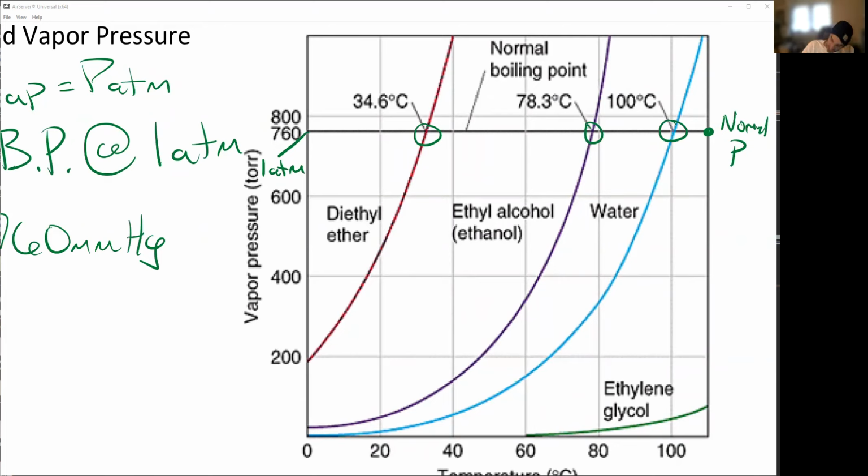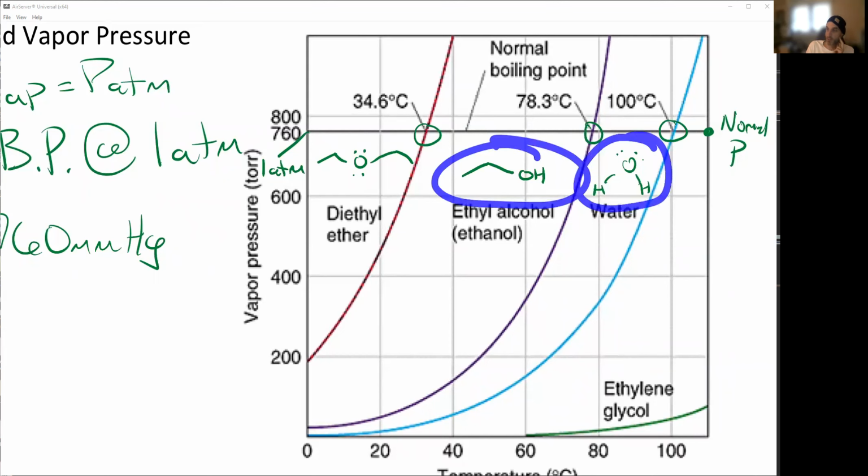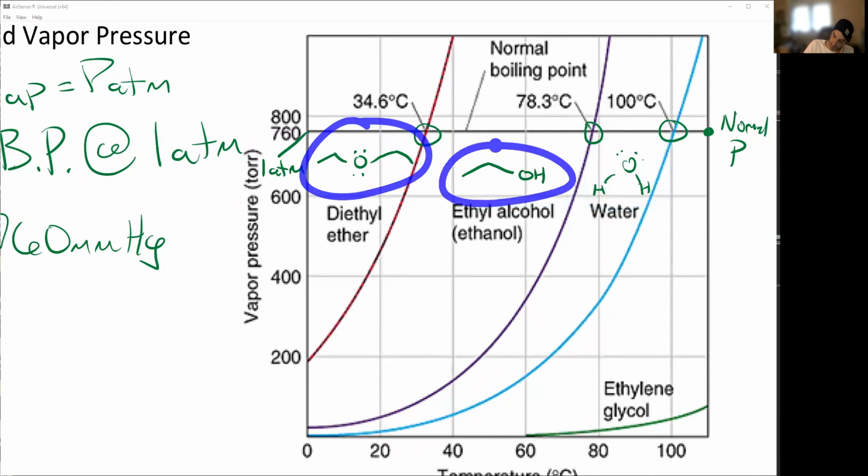Well, diethyl ether looks like this. Ethyl alcohol looks like that. Water looks like this. Maybe I should figure out which one is the strongest. This one has London dispersion forces and dipole-dipole. This one has hydrogen bonding. This one has even more hydrogen bonding. So we expect this, then this to boil, and that is in fact what we see.